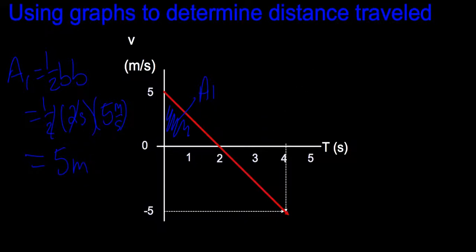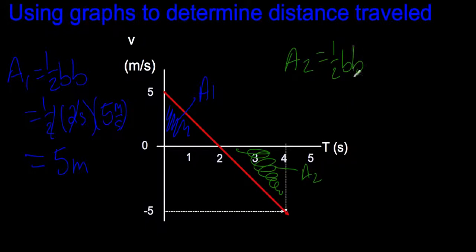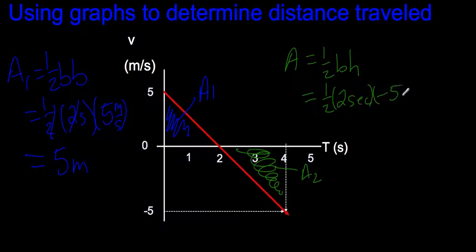If I switch to a different color, my green triangle, which would be this one down here, I'll call that A2. A2 is equal to 1/2 base times height again. 1/2 the base, 2 seconds again, and -5. So what happens here? Again, this part cancels itself out, and you get -5 meters, which is equal to A2.